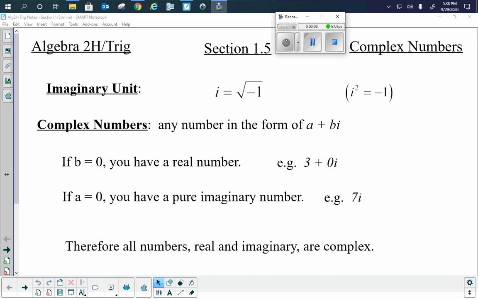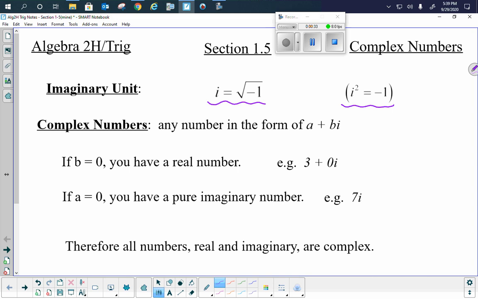Okay, section 1.5, complex numbers. So we're looking at imaginary numbers, guys. You know that by definition, i equals the square root of -1. That would mean if you squared both sides, i squared would equal -1. So complex numbers are any number in the form of a plus bi. If b were 0, then you would have a real number because it would be like 3 plus 0i.